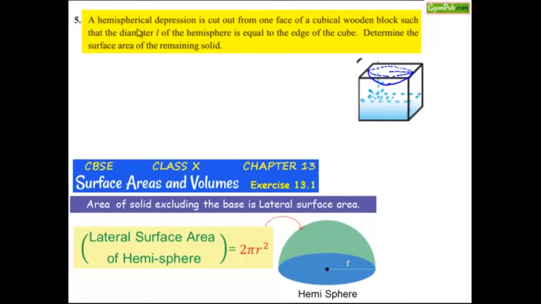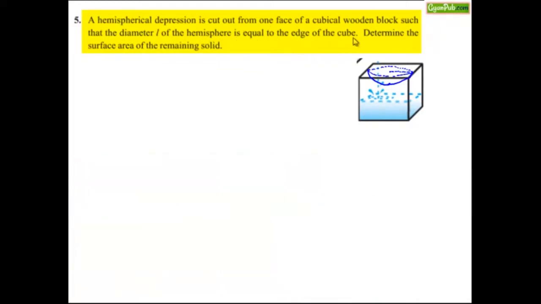Now coming to the fifth question. A hemispherical depression is cut out from the one face of a cubical wooden block such that the diameter L of the hemisphere is equal to the edge of the cube. Determine the surface area of the remaining solid. Now coming to the solution.